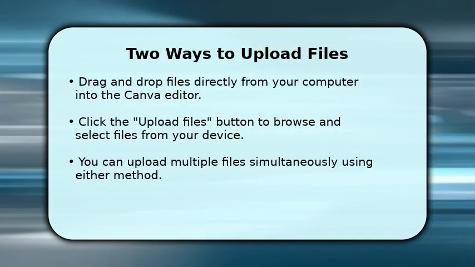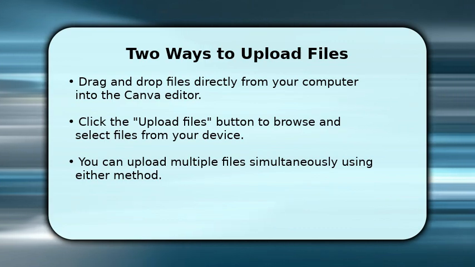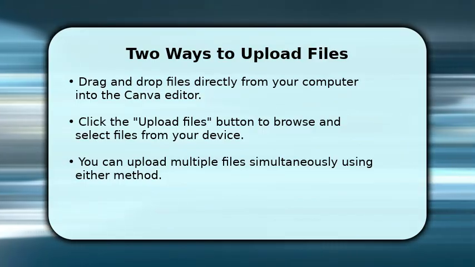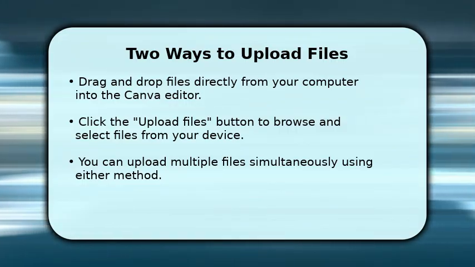There are two primary methods for uploading your files. The quickest way is to simply drag and drop your desired images, videos, or audio files directly from your computer into the Canva editor. Alternatively, you can click the prominent Upload Files button, which opens a file browser. Both methods are efficient and allow you to bring in multiple assets at once.